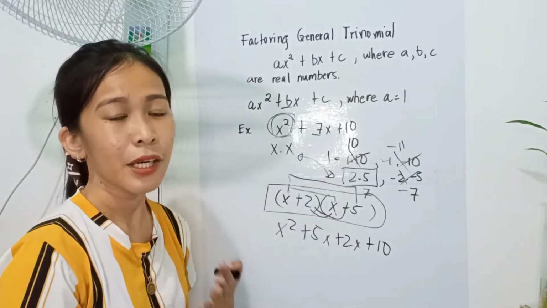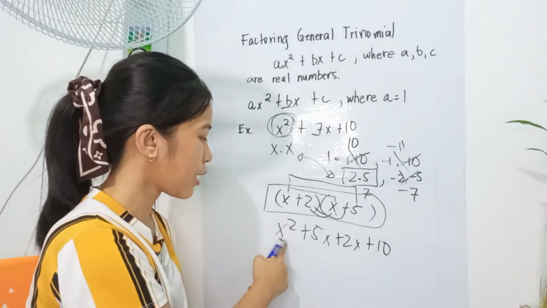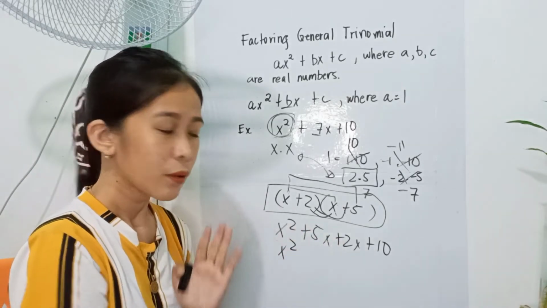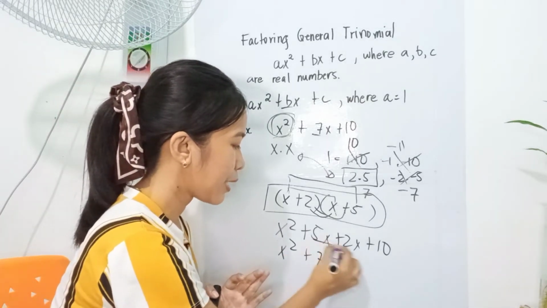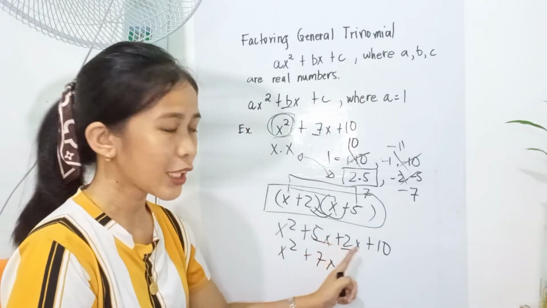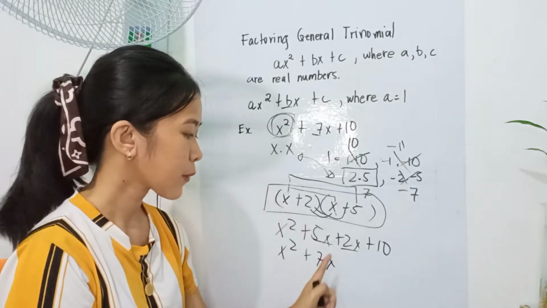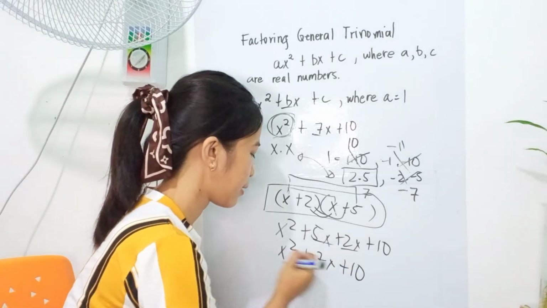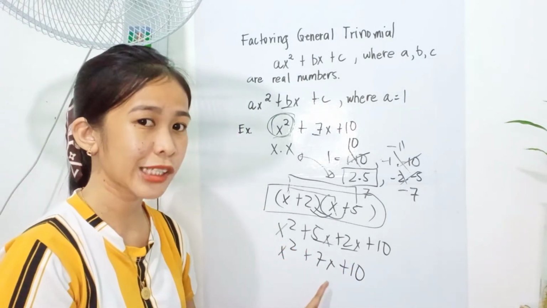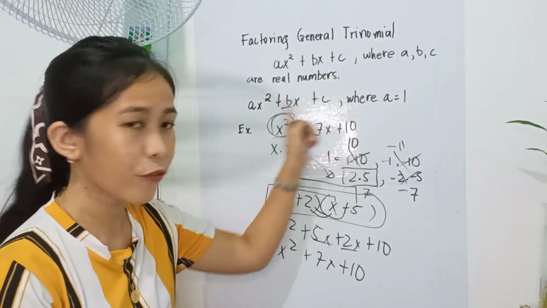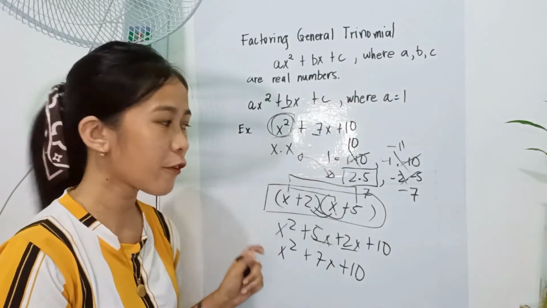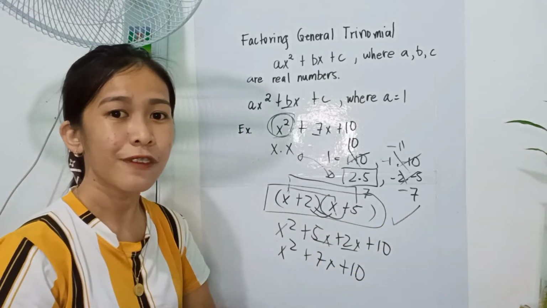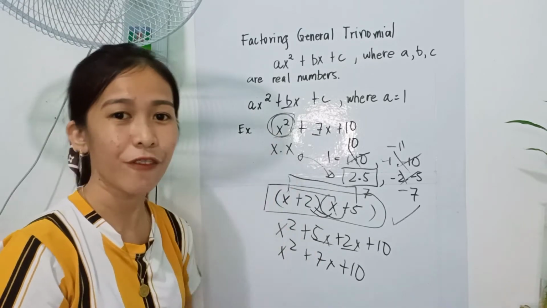And then just simplify by combining the like terms. So, ito wala namang katulad. So, x squared. 5x plus 2x is equal to 7x. Diba? Like terms sila kasi pareha silang may variable na x na may exponent na 1. Okay? And then si 10, wala naman kagayang constant dito. Therefore, that is 10. Is x squared plus 7x plus 10 the same with the given? Yes, of course. Therefore, itong x plus 2 times x plus 5 is the correct factor of the trinomial x squared plus 7x plus 10.